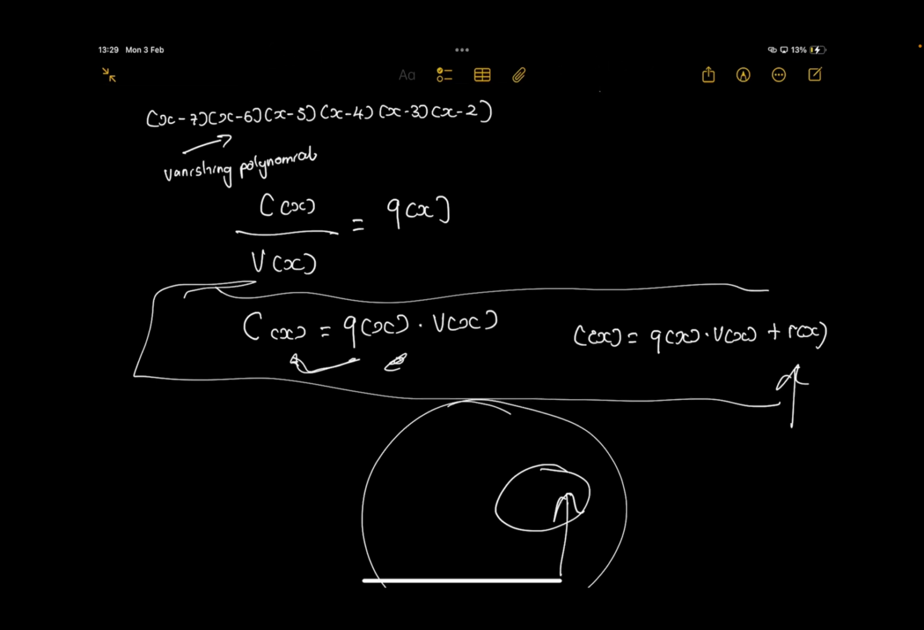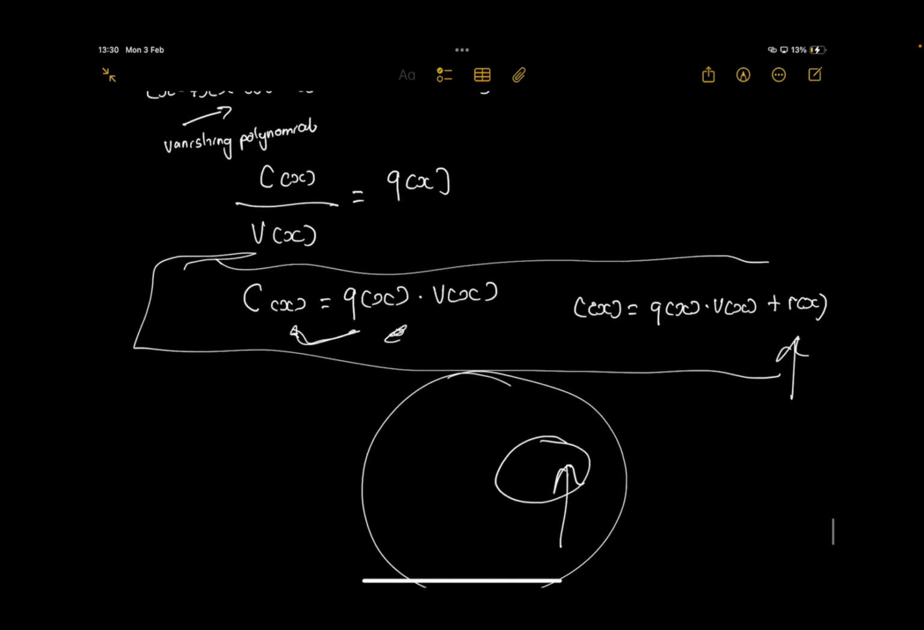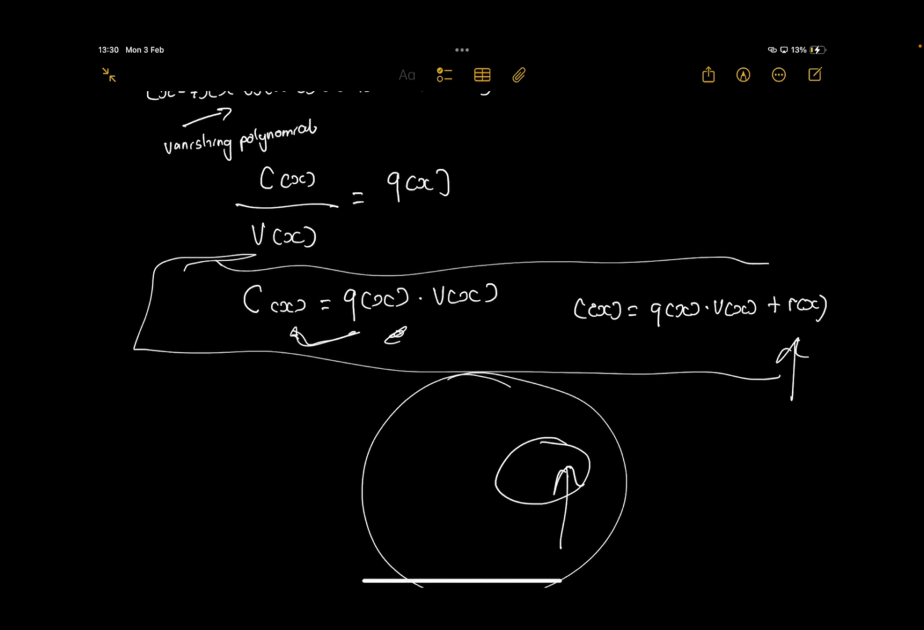I'm trying to show you that the verifier knows what V of X is supposed to be. So the verifier said I want the first 20 Fibonacci numbers. That means he knows the vanishing is going to be at 20, 19, 18, all the way to 2. So he knows what V of X is. But how about the quotient? How does he know the quotient? He doesn't know the quotient. It's the prover that knows the quotient.